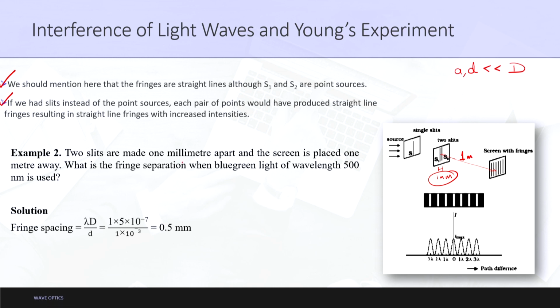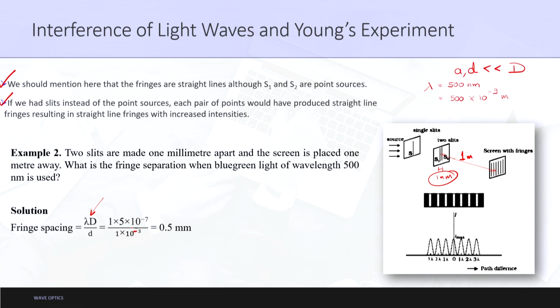So now 2 slits are made 1 mm apart and the screen is placed 1 meter away. What is the fringe separation when blue green light of wavelength 500 nanometer is used? It is given that lambda is 500 nanometers, and converting it into meters, it is 500 into 10 to the power minus 9 meters. As we know, for the fringe spacing the formula is lambda capital D by small d. Therefore, putting lambda as 500 into 10 to the power minus 9, capital D as 1 and small d as 1 into 10 to the minus 3.